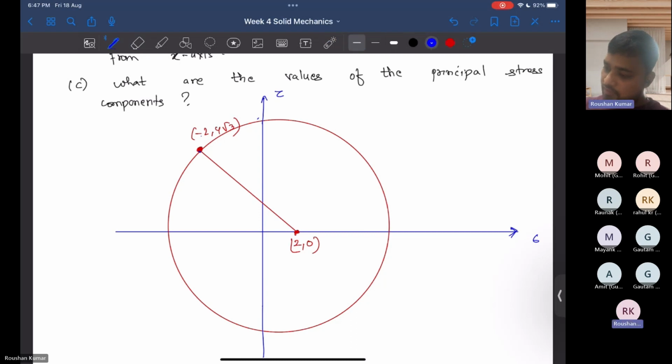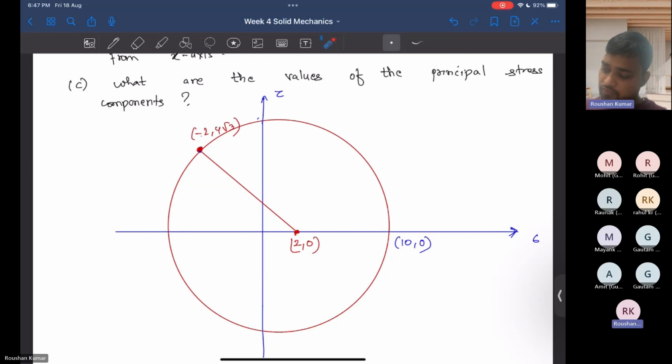So from this to this there is a distance of 2 unit, and this is of 8 unit. So what is that point, which is basically 8 plus 2, that is 10 comma 0. Now coming to this point, this is the distance of 2 unit and this is the distance of 10 unit, because it is the radius of the circle. So 10, and this is the center of the Mohr circle.